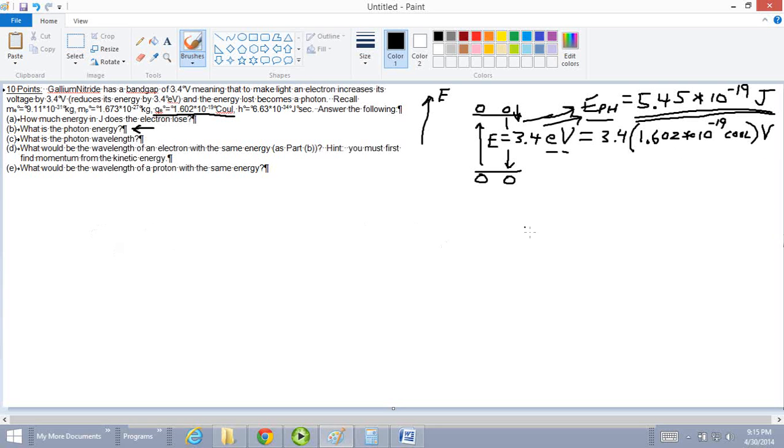Wavelength of the photon. We just simply use energy of the photon is Planck's constant. Where is that in my constant list? There we go. Planck's constant times the frequency, or Planck's constant times the speed of light divided by the wavelength. And we are looking for wavelengths, so the second part of this is what we would use. Do I have the speed of light written down here somewhere? I do not.